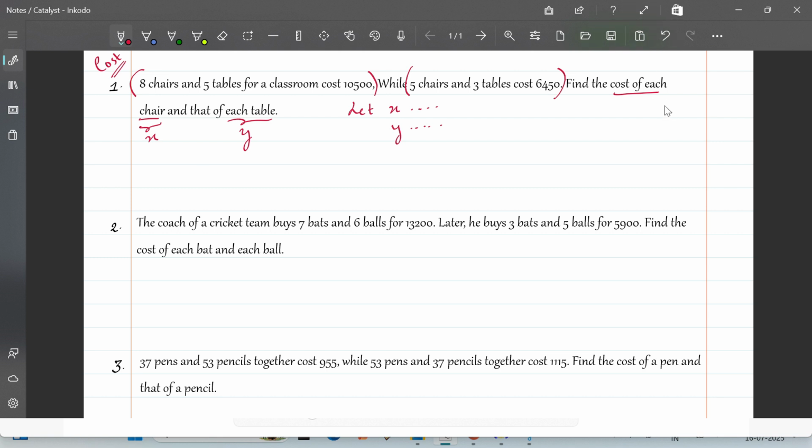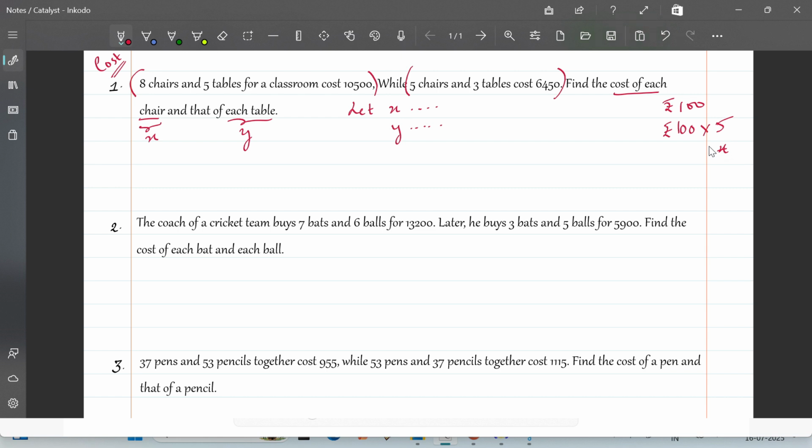Okay, let me take a number. Suppose the cost of one chair is rupees 100. What will be the cost of 5 chairs? You will tell 500 rupees, ma'am. Why? Because rupees 100 into 5 you will do. Okay, 5 chairs, so 500 rupees. So similarly, now in place of this 5, I am telling it is x.